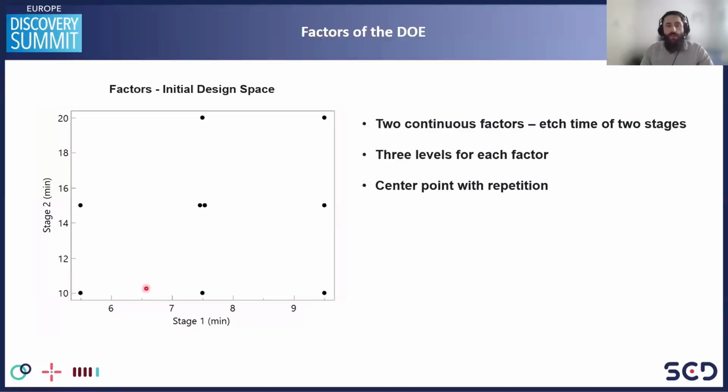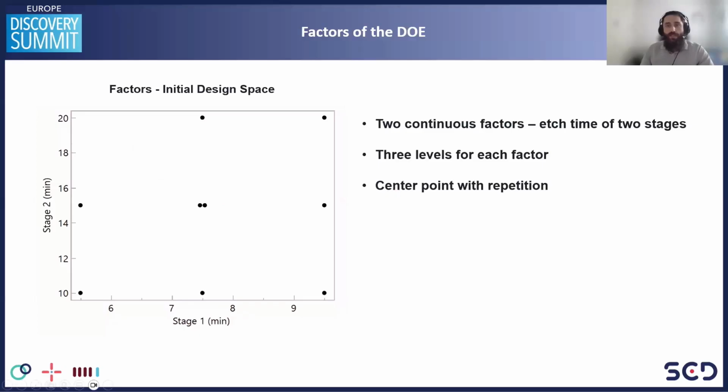However, we know that if stage 1 is too short and the second stage is too long, there's high probability for increasing the dark current. So we decided to take this top left corner experiment and use it for another center point.